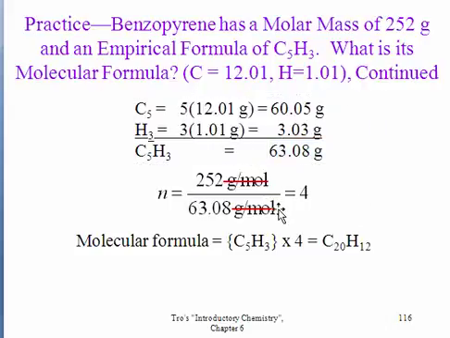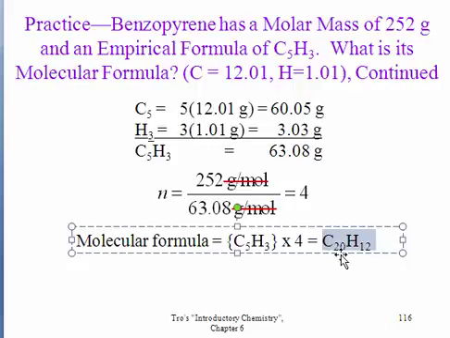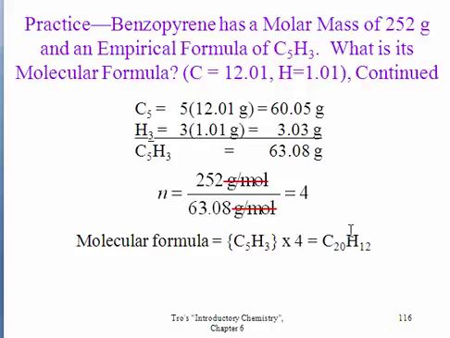Now, I didn't point this out earlier, but notice our units cancel out. The units for molar mass are grams per mole, and so they cancel out, and we get a whole number 4 here. We take this 4, we multiply it by the subscripts, and the correct molecular formula is C20H12. And you can always take the time to double check by recalculating the molar mass of this to see if it matches your given.